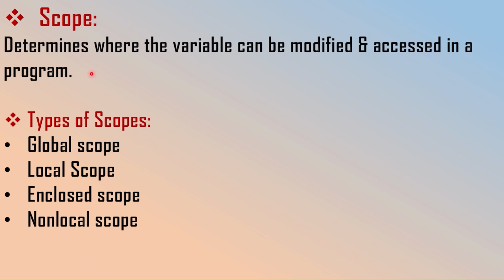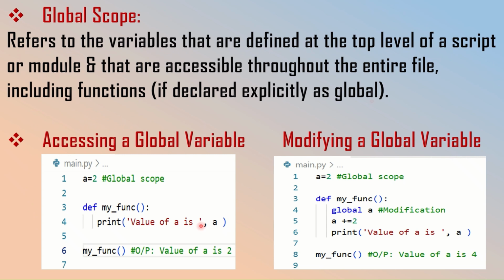Before we see this scope, let's talk about the types of scopes in functions. We have four types of scopes: global scope, local scope, enclosed scope, and non-local scope. Let's see each one of the scopes and its examples in detail. The first one is global scope in functions.